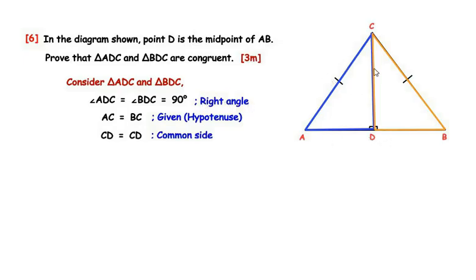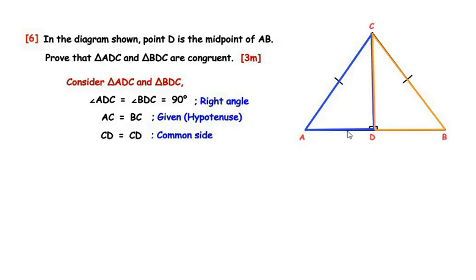Now from the figure we can see that AC is the hypotenuse of the triangle ADC as it is opposite to the 90-degree angle, and the same thing repeats in triangle BDC. BC becomes the hypotenuse as it is opposite to the 90-degree angle, and since these two sides are given as equal in the figure, we have written here AC is equal to BC, that is given, and these also represent the hypotenuse. And lastly, we can see that CD is a common side of these two triangles.